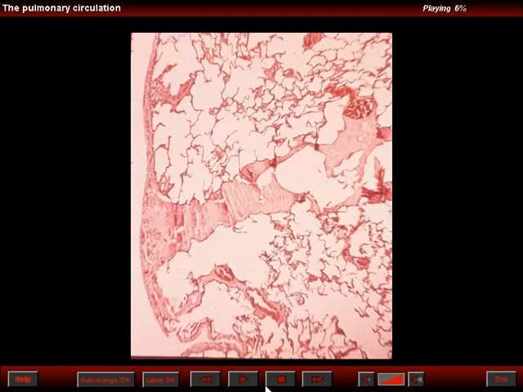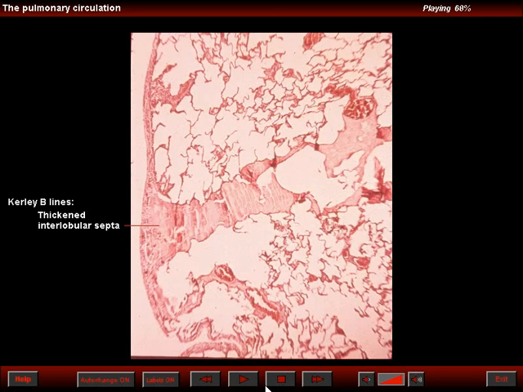This is a photomicrograph showing thickened interalveolar septa because of edema, and these are examples of the Kerley B lines. Note that they rise from the edge of the lung and extend perpendicular to the surface of the lung. So the Kerley B lines and the C lines simply represent thickened interalveolar septa.